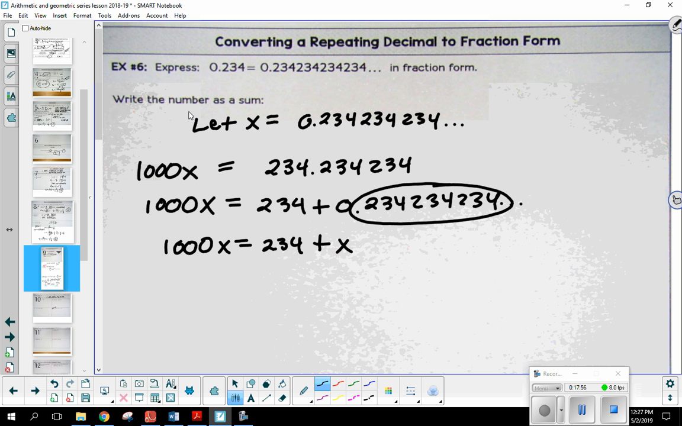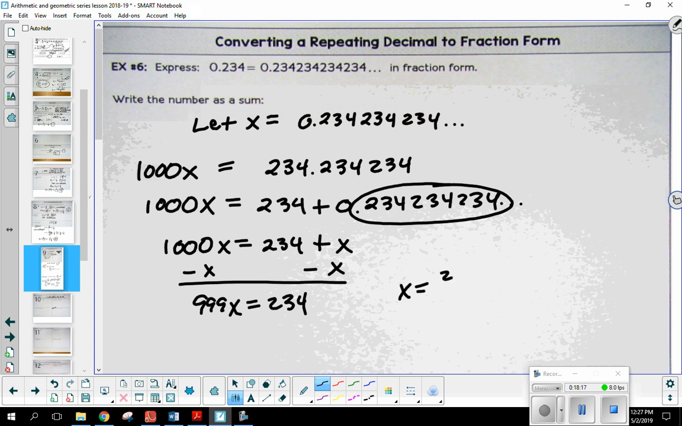So let's see here. If I subtracted the x over, I'll go ahead and write it out. So 999x is equal to 234. And how would I solve for x? x equals 234 divided by 999. And there you go.